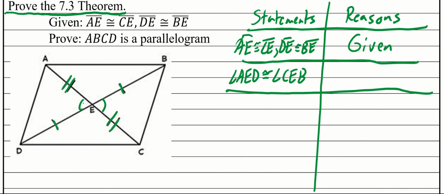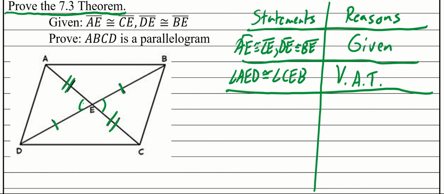Remember, that's just going back to our strategies that we talked about last unit. What do I know for my given? What do I know for my diagram? And my reason for that, like we just discussed, these are vertical angles, so that's going to be the vertical angles theorem. Okay, so this is my first step. I've just used what I know from the diagram.